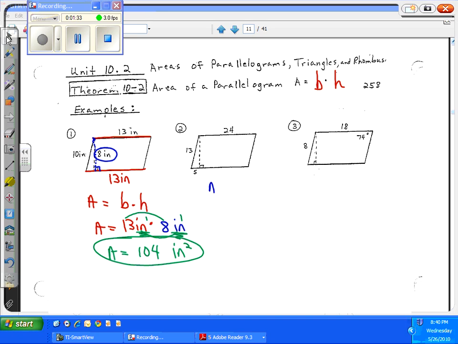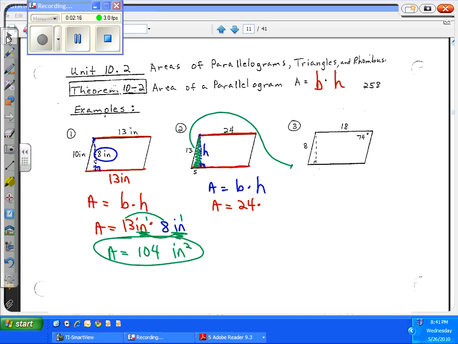Number 2, the formula for area of a parallelogram is base times height. So we get area equal base, which is 24. The whole base, 24. Opposite sides are equal, times the height. The 13 is not the height. The height is from the top straight down to the bottom, 90 degrees, perpendicular. Here's my height.